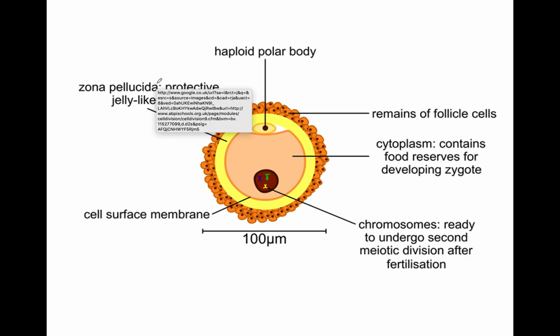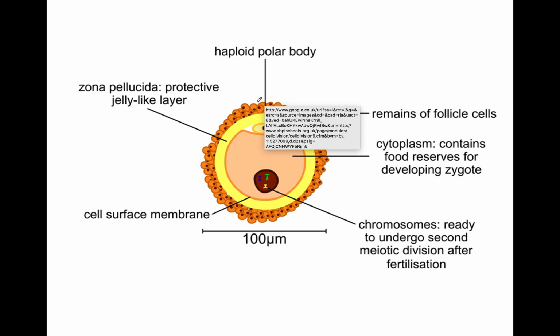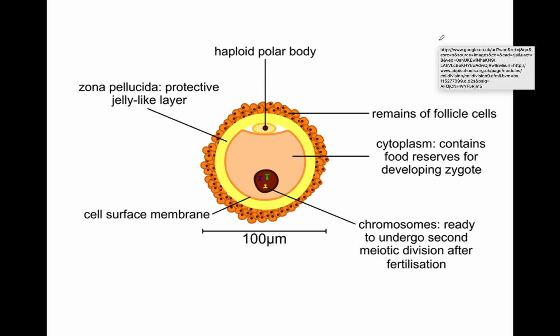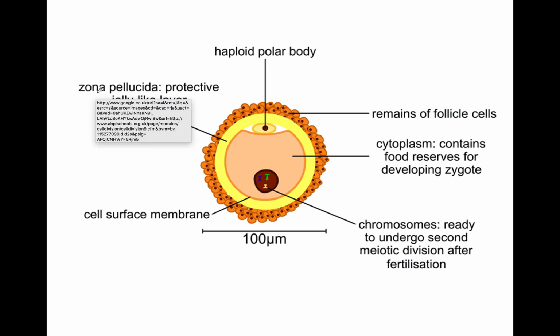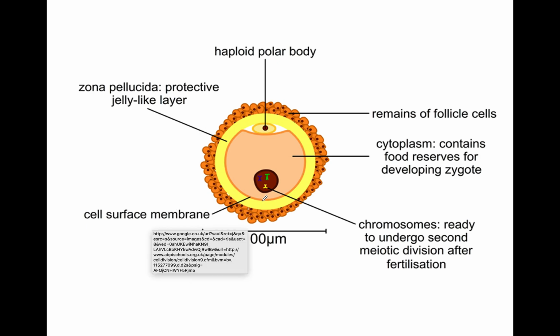Okay, so what you have in this diagram, from the outside to the inside, we have the remains of the follicle cells. So these were those follicle cells, the granulosa cells that were present in the Graafian follicle that we'll talk about later. Inside of that is what's called the zona pellucida, which is a protective jelly-like layer. Inside that is the cell surface membrane of the secondary oocyte.